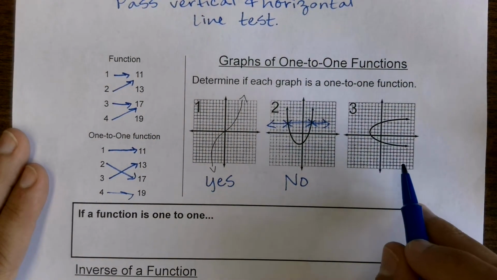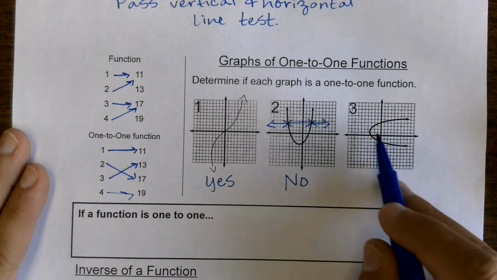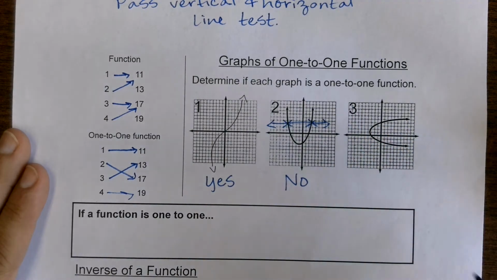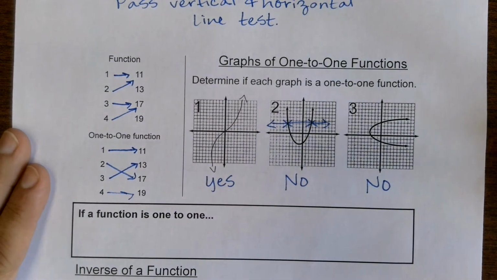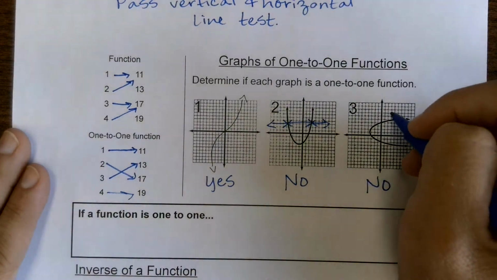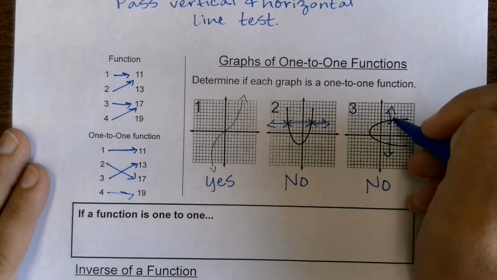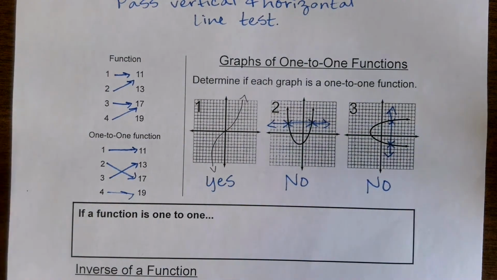And then don't forget, it does have to be a function. So still things like this, it doesn't pass that vertical line test. So don't be tricked by the ones that are not functions to begin with. So this would be a no as well, because it is not a function. It doesn't pass the vertical line test.